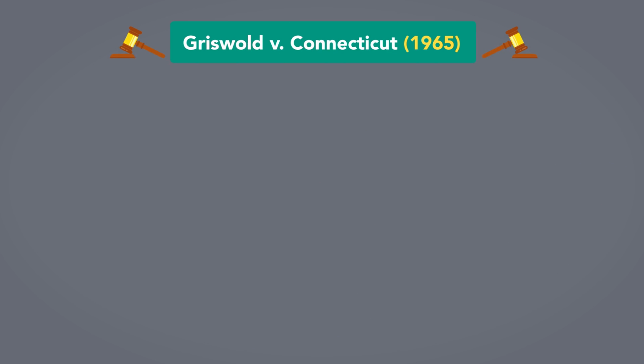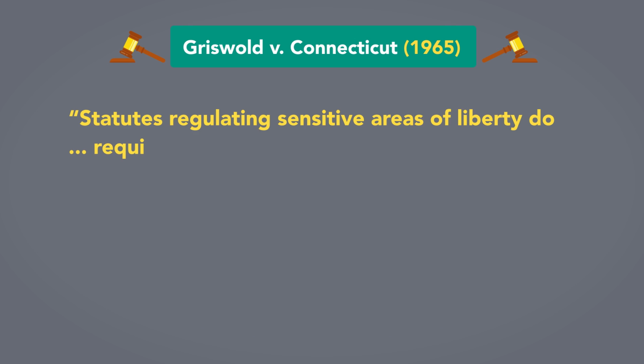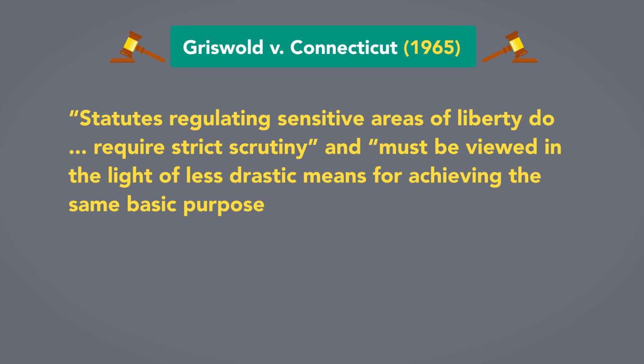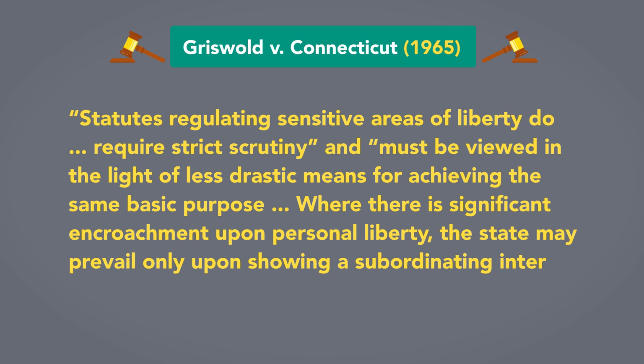As the court explained in its seminal decision in Griswold v. Connecticut, statutes regulating sensitive areas of liberty do require strict scrutiny and must be viewed in the light of less drastic means for achieving the same basic purpose. Where there is a significant encroachment upon personal liberty, the state may prevail only upon showing a subordinating interest which is compelling.